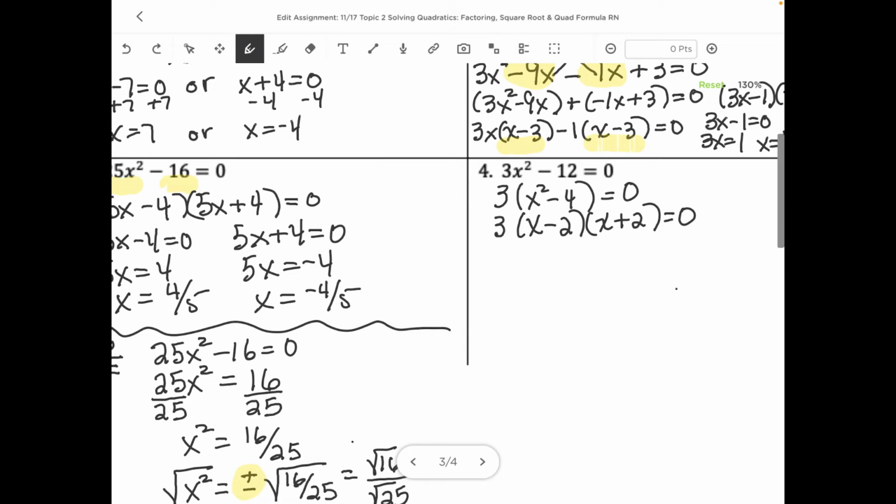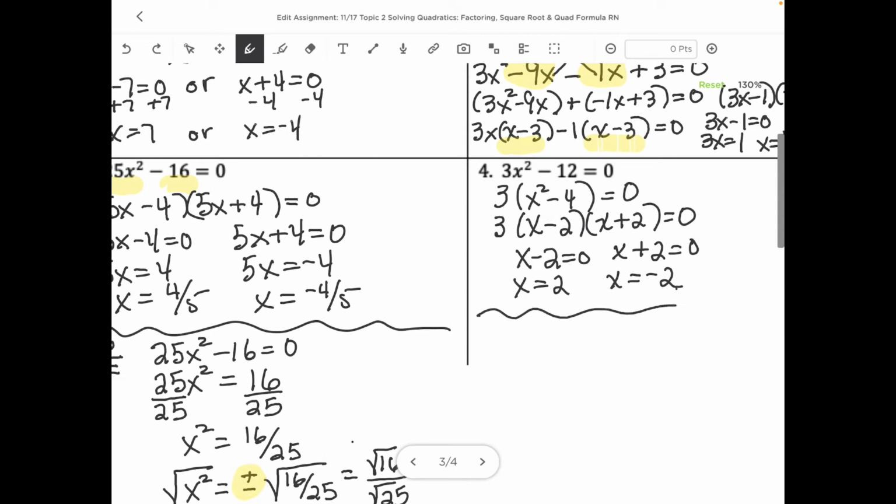That 3 does not get set equal to 0. That doesn't even make sense. So when you're using the zero product property, if there was an x out front, then you would set it equal to 0. But 3 doesn't equal 0, so basically you can ignore it. x minus 2 equals 0, x plus 2 equals 0, x equals 2, x equals negative 2.